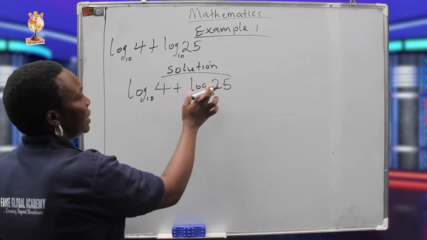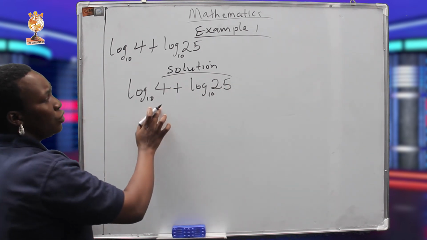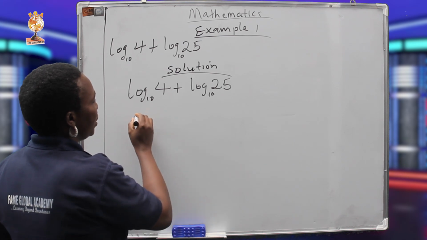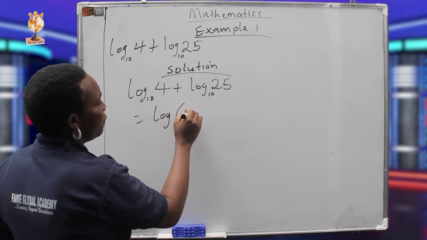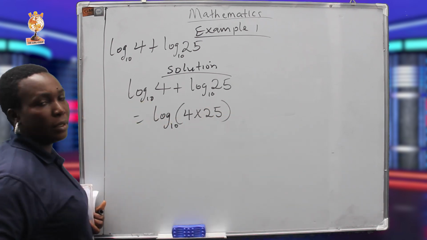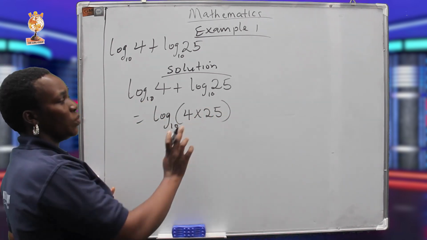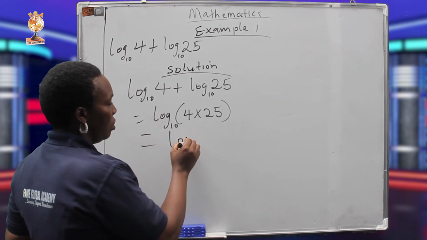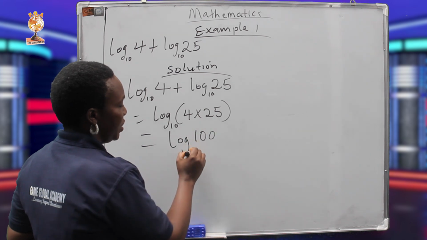We have log 4 base 10 plus log 25 base 10. Now this is 4 and this is 25. What are we going to do? We'll multiply 4 with 25. So that will give us log 4 times 25 base 10. What is 4 times 25? 4 times 25 is 100. So that will give us log 100 base 10.